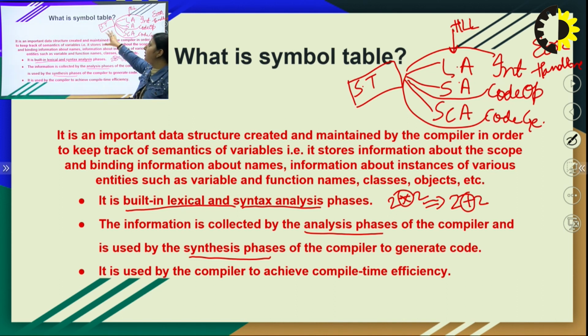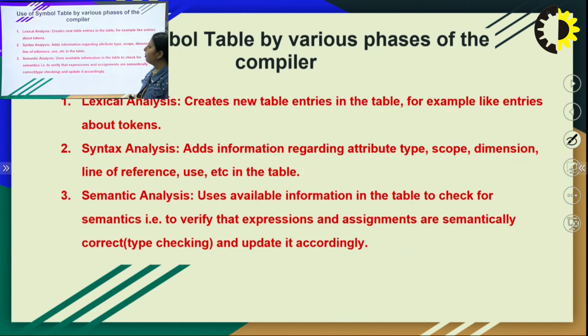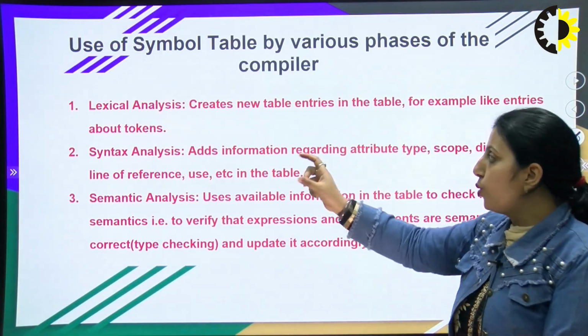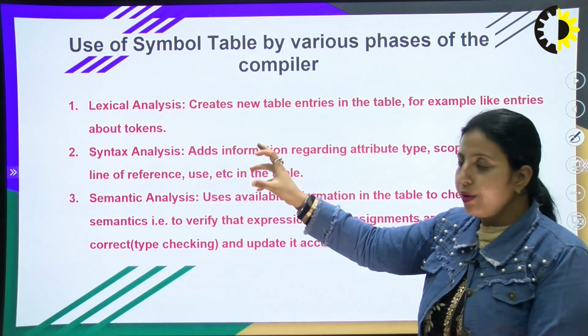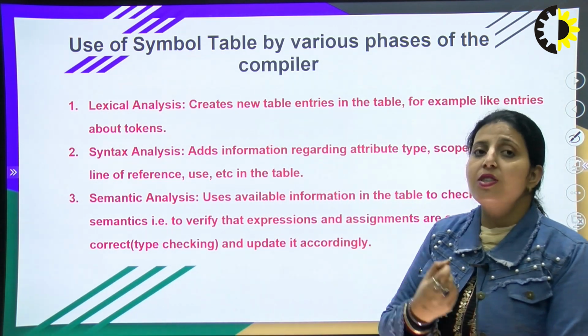So why are we using the symbol table? What is the need for creating the symbol table? It is created so that the compile time efficiency can be improved. So these are the phases that create the symbol table, and later those symbol table entries are used by the further phases. Like the first phase, the lexical analysis phase, whose input is the source program written in the high level language. It produces a stream of tokens.